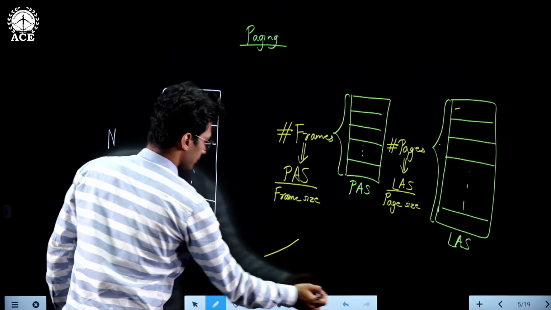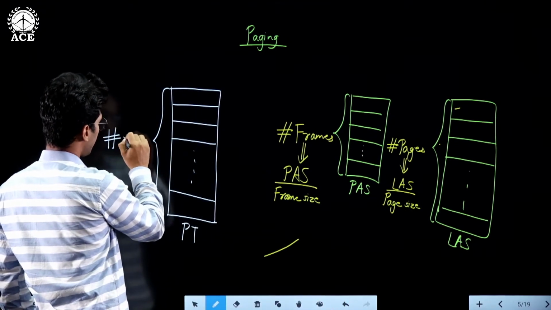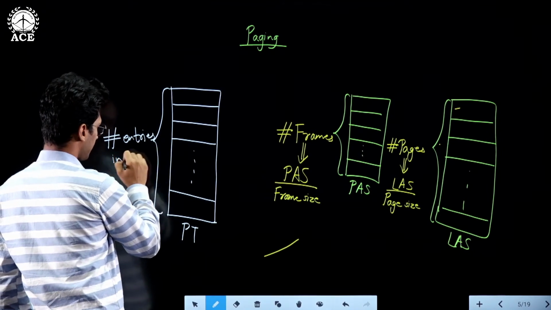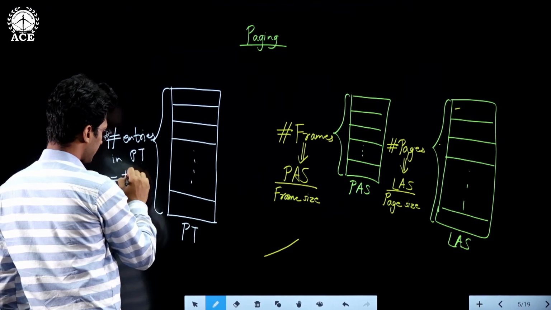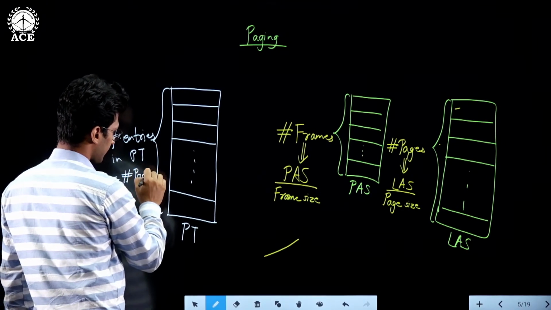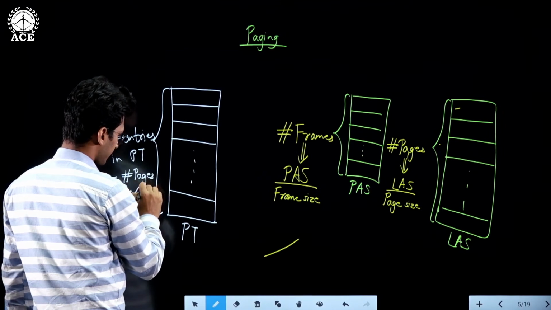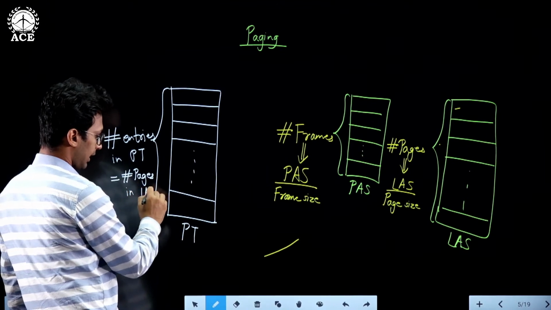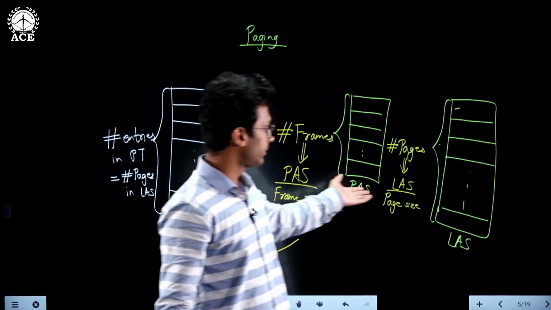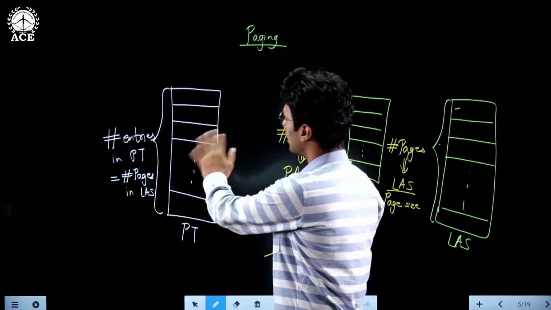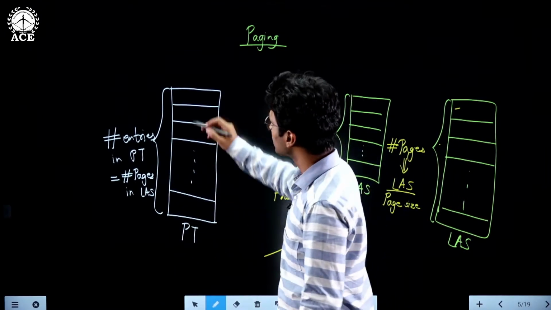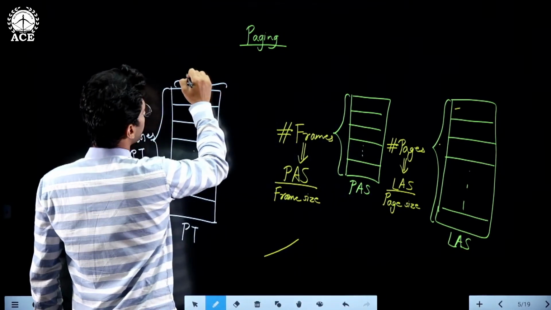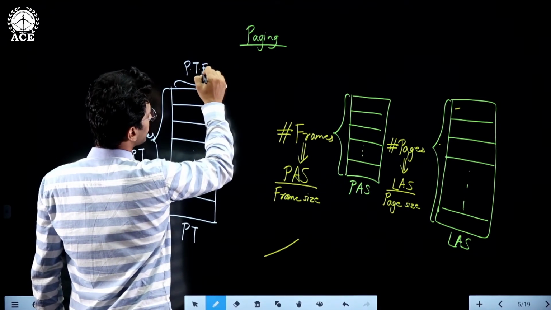Again, the number of entries in the page table is equal to the number of pages in the logical address space, in LAS. I hope it is visible, isn't it? These many entries will be there. How many pages are there? That many entries will be there. Now, what is this one? This is the page table entry, PTE.